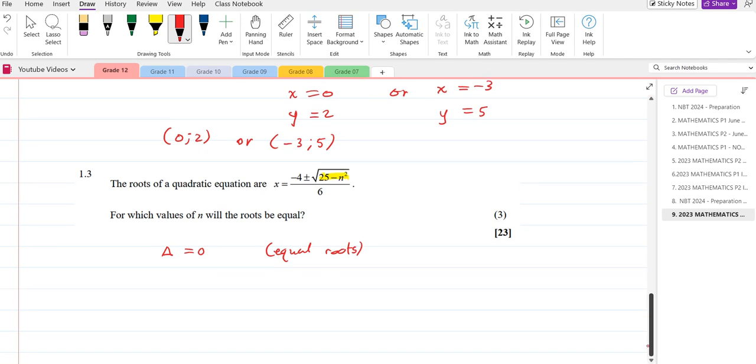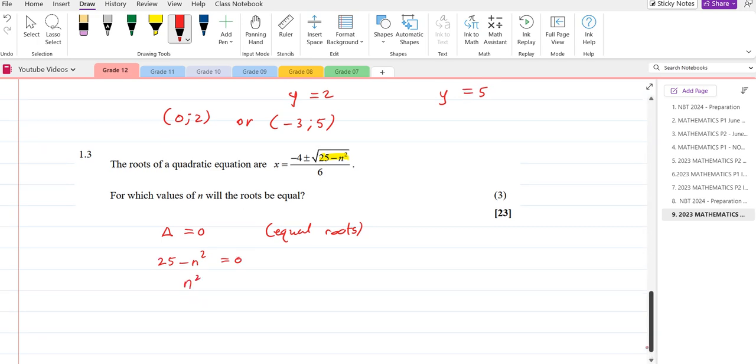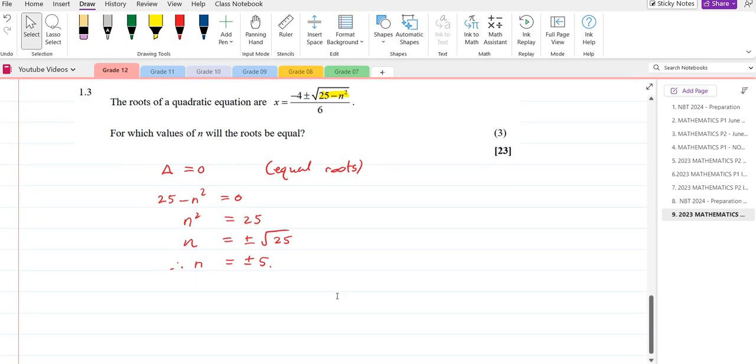So delta equals 0, which is 25 minus n squared. 25 minus n squared is equal to 0, right? And then n squared is equal to 25. Remember, I'm going to take the 25 over and multiply by negative. So n is equal to plus or minus the square root of 25. Therefore, n is equal to plus or minus 5. So you get two answers. It's either positive 5 or negative 5. Right, so we can leave the answer.